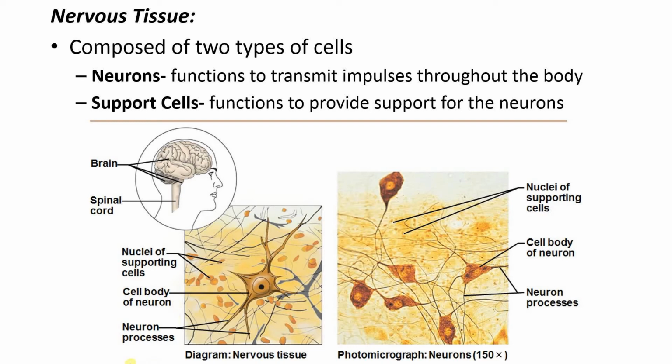Nervous tissue is composed of two types of neurons. Their main function is to transmit impulses throughout the body. You also have some support cells that help out the nervous system.